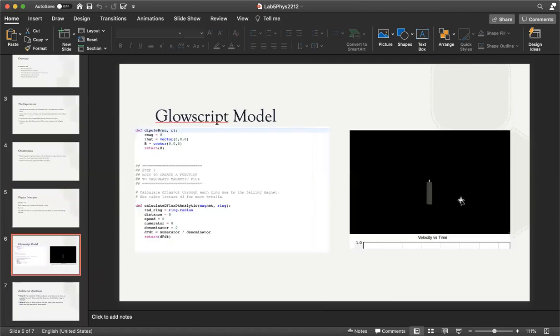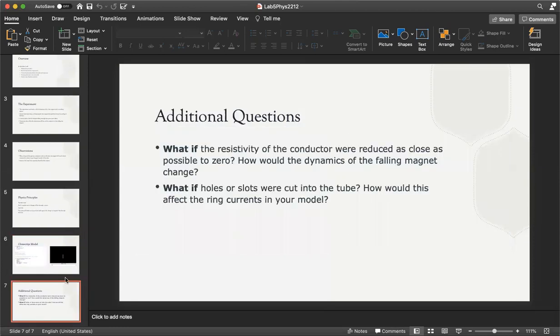So here are some of the GlowScript models. On the right shows the display, and on the left here it's calculating the magnetic field due to the magnet, and then from that the changing flux for each time step. So then it will produce a velocity versus time graph, which is part of our observations.